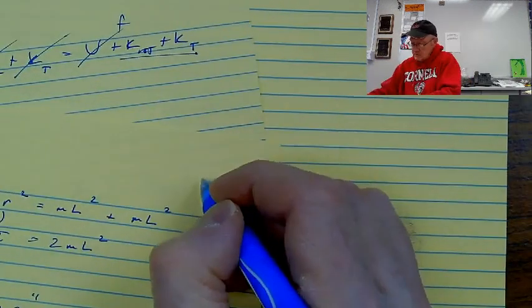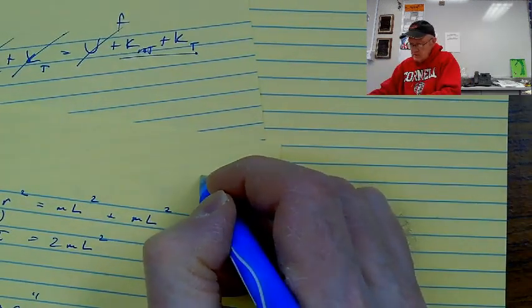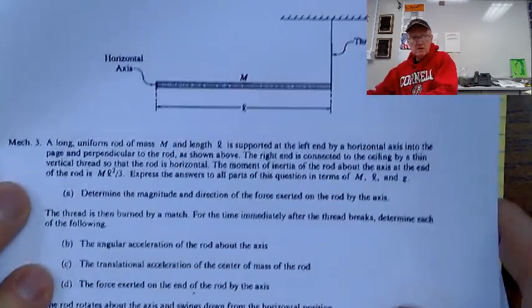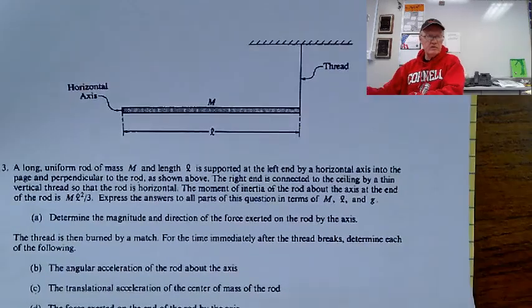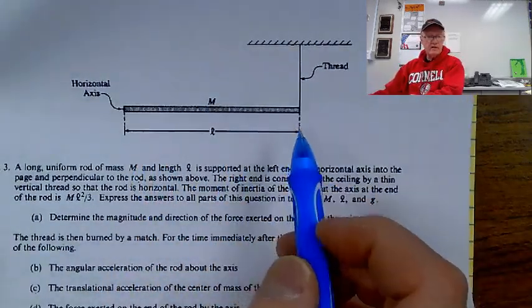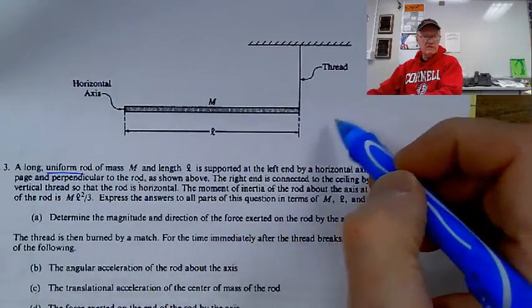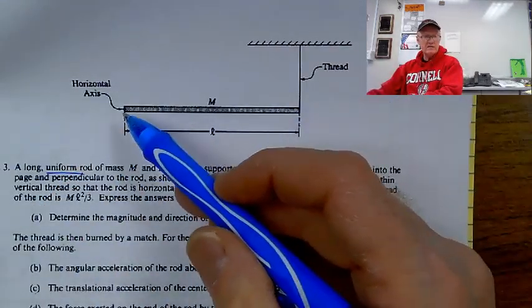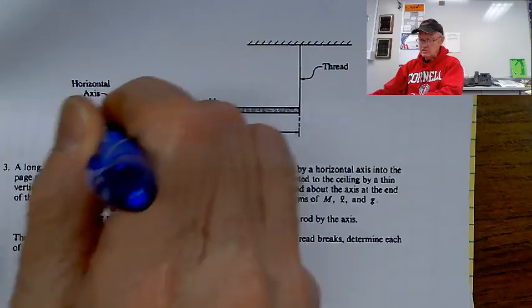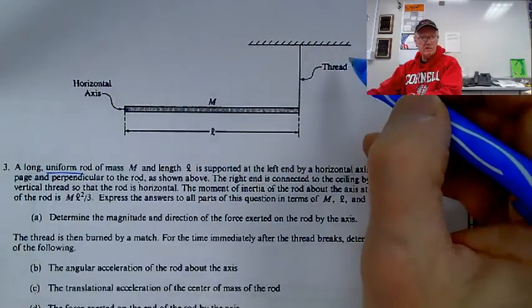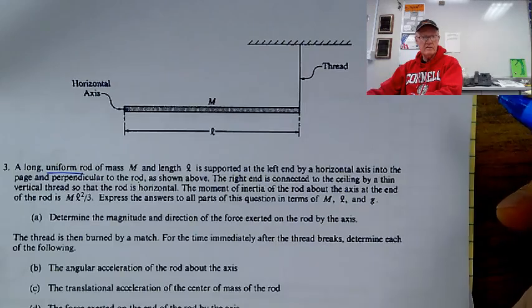Okay, the third question was this one here. It was the one where you have the beam or a long uniform rod of mass m, length L, uniform, nothing funny going on there, supported at the left end by a horizontal axis into the page. So that's a rod or pin going right into the page, and then by a thin vertical thread, so the rod is horizontal. The moment of inertia of the rod about the axis at the end, so about here, is mL squared over 3. I think we proved that once upon a time. And then express the answers to all parts of this question in terms of m, L, and g.